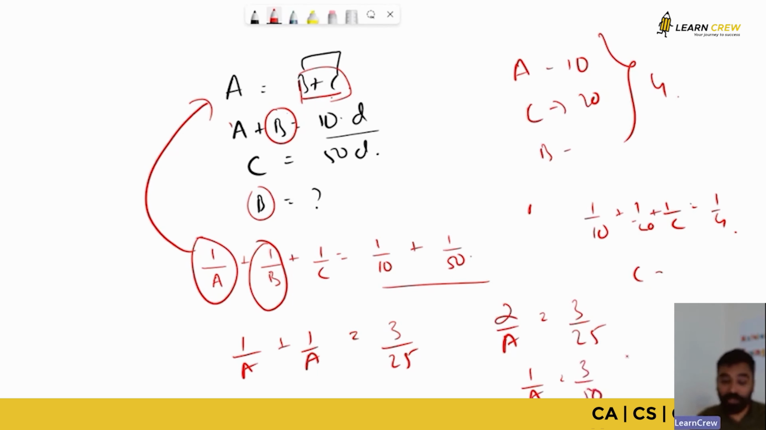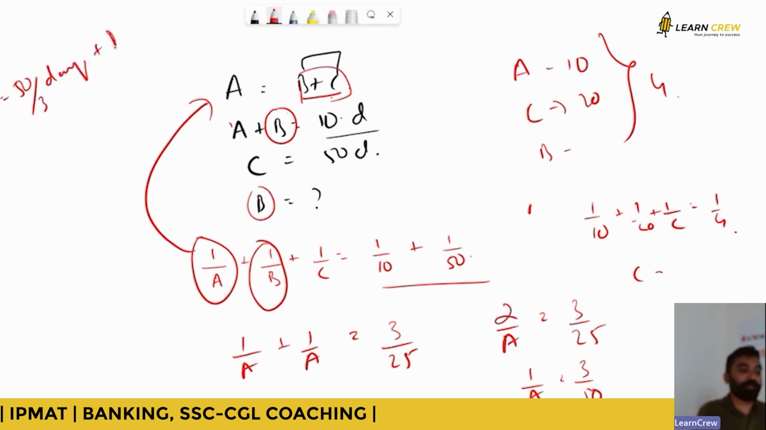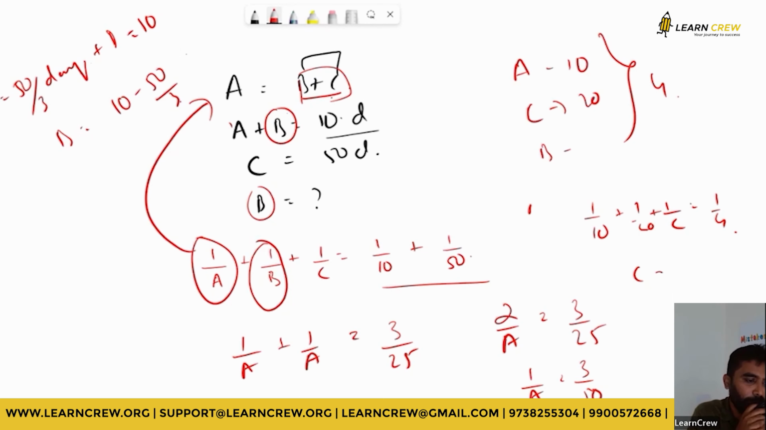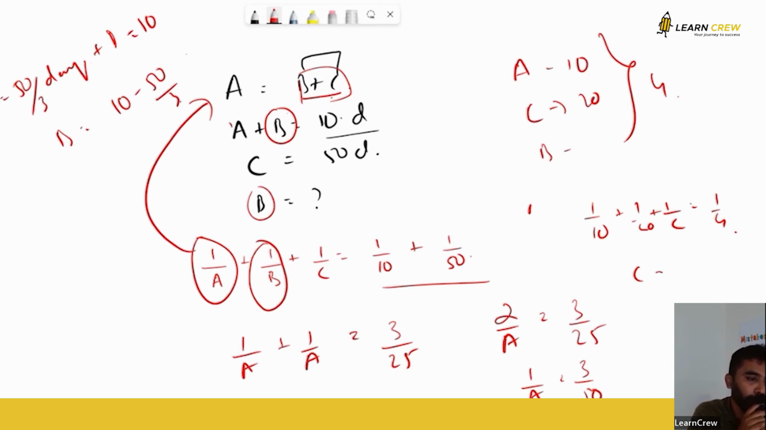A is taking 50 by 3 days. Okay. A is taking 50 by 3 days plus B is equal to 10 days. So B is equal to 10 minus 50 by 3, or this is going to be 20 by 3. Sir, 1 by A plus 1 by B is equal to 1 by 10, sir. Then 1 by A minus 1 by B is equal to 1 by 50. Two equations will come. So 1 by A and 1 by A will get cancelled. So 1 by B is equal to 1 by 20.